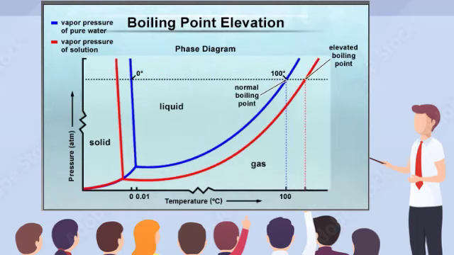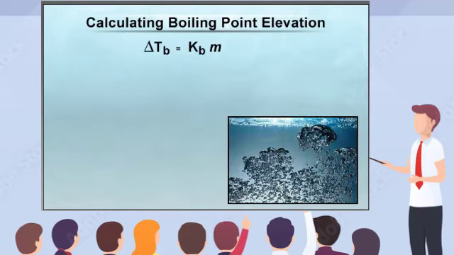In this diagram, the solid blue line indicates the vapor pressure of pure water. The lower vapor pressure of an aqueous solution containing a non-volatile solute is shown in red. Notice that the line representing the lower vapor pressure shows the solution has a higher boiling point than that of pure water. The change in boiling point temperature can be calculated using the equation delta Tb equals Kb m.